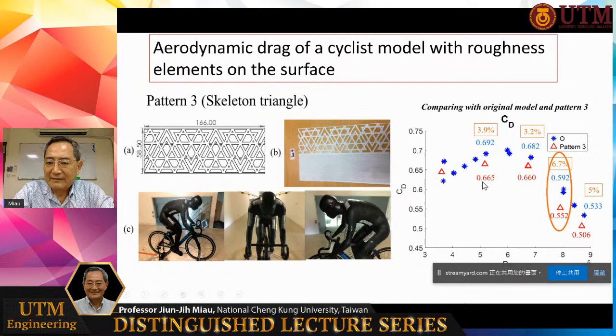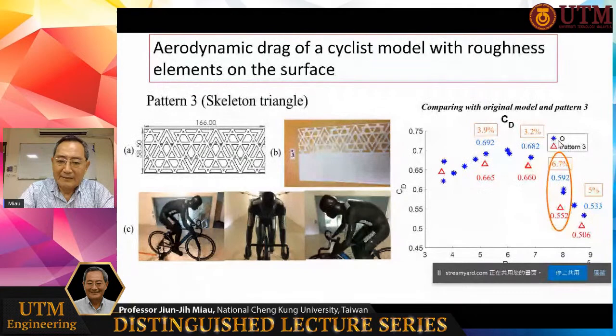As you can see in this plot, the blue symbol represents the original without any pattern, and the red triangular symbol represents pattern three. You can see that over the range of the Reynolds number, this pattern three roughness element was able to reduce the drag. The maximum amount of the drag reduction can go up to 6.7% compared to the original model. So you can see the effectiveness of this roughness even on the cyclist model.